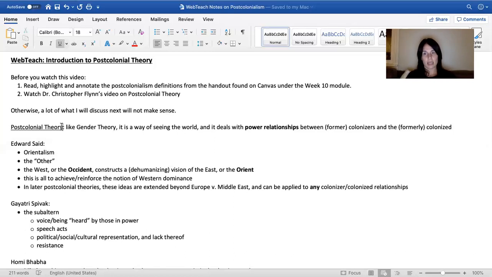So that's Said. The next person that Flynn talks about is Gayatri Spivak. And Gayatri Spivak has an incredibly famous essay called "Can the Subaltern Speak?" It's what she's most known for. And Spivak essentially in this essay takes gender and post-colonial theory and blends the two in a very effective way.